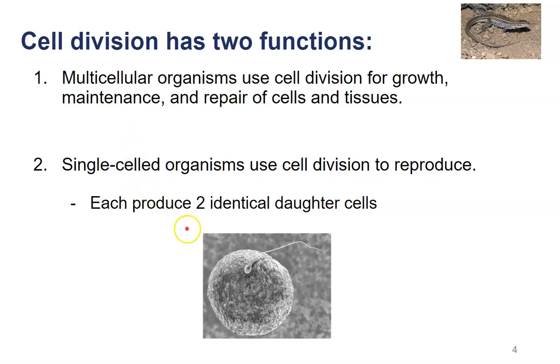For single-celled organisms, they're going to use cell division to reproduce. So if we think about just one cell, maybe like a bacteria cell, it's going to divide and that ends up in two organisms. Egg and sperm cells are produced by cell division as well.